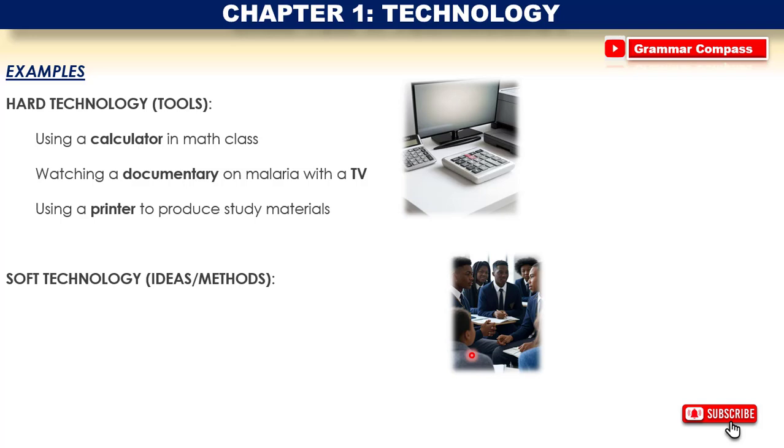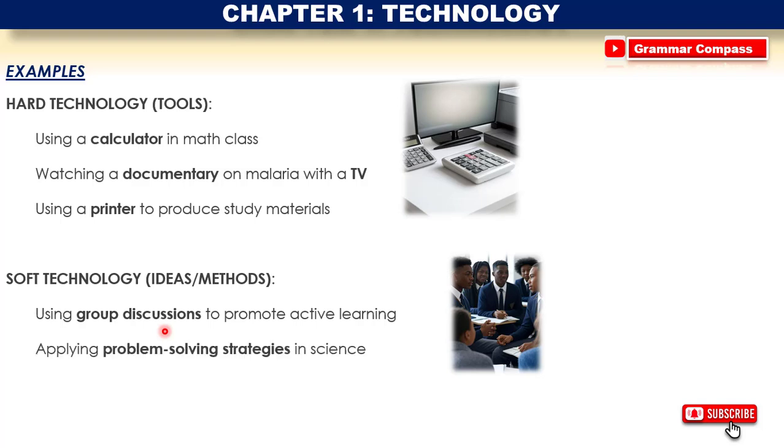Therefore, it is considered as technology. What are some examples of soft technology? One is using group discussions, as we have talked about, to promote active learning. Another is applying problem-solving strategies. Those are examples of technology. Tangible objects and ideas and methods. Both are used in solving human problems. That is why we call it technology.